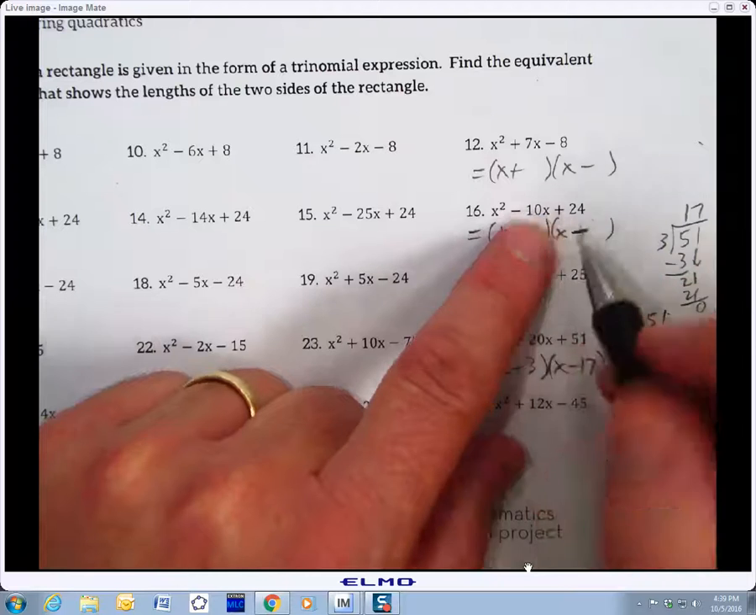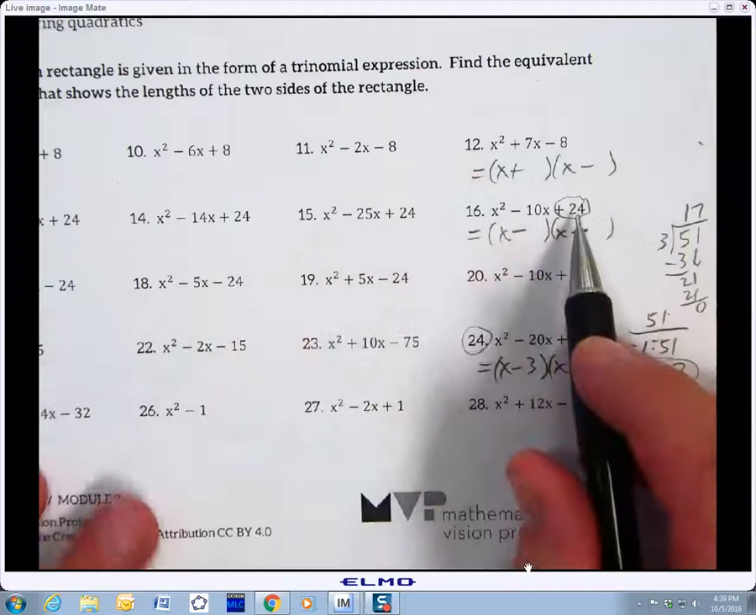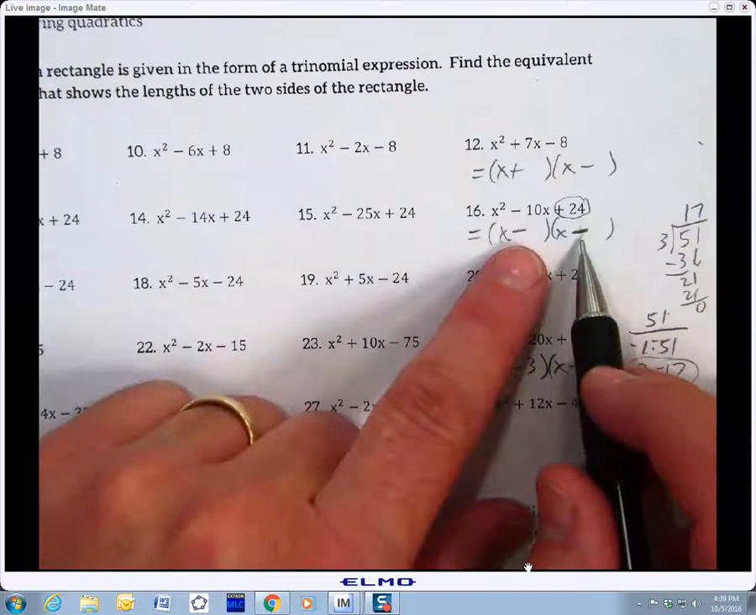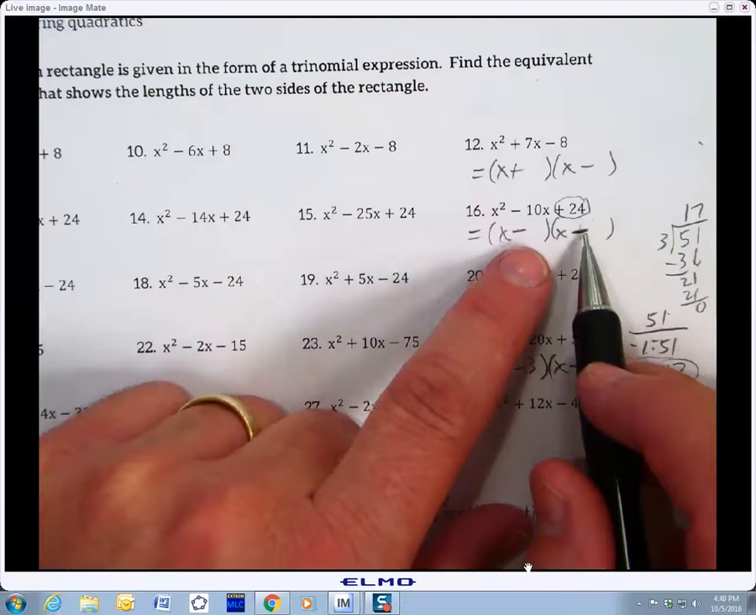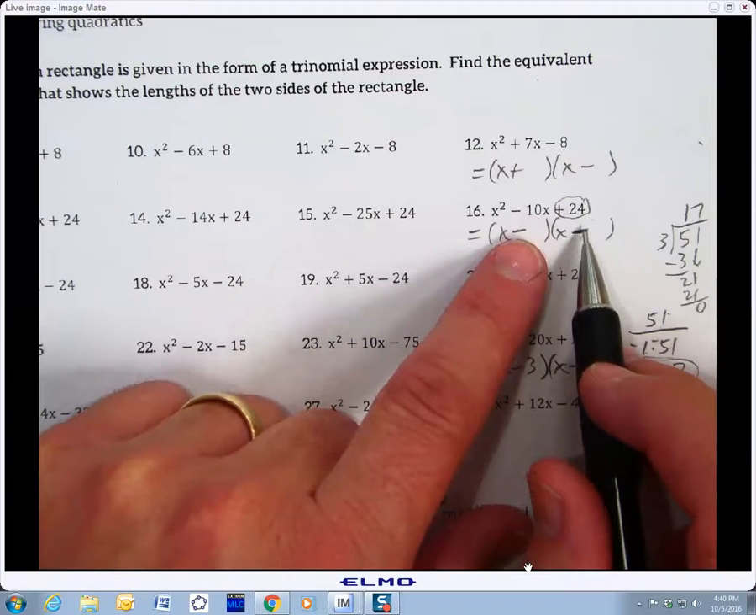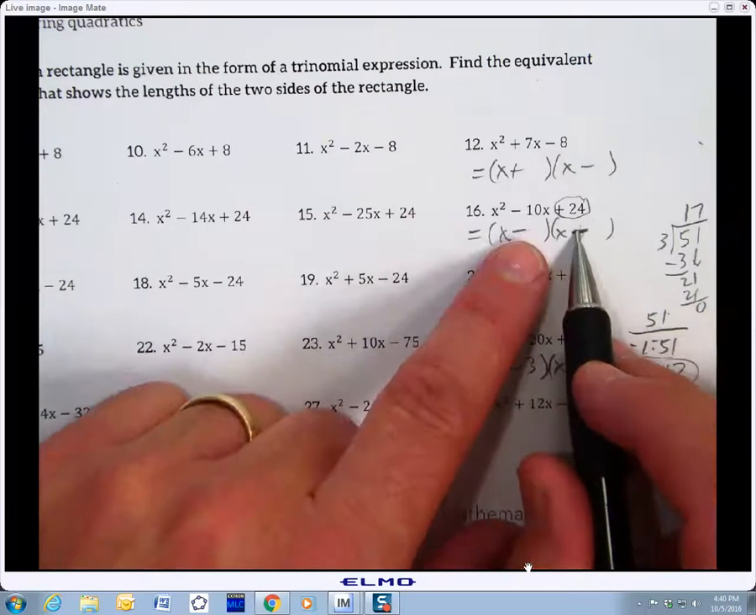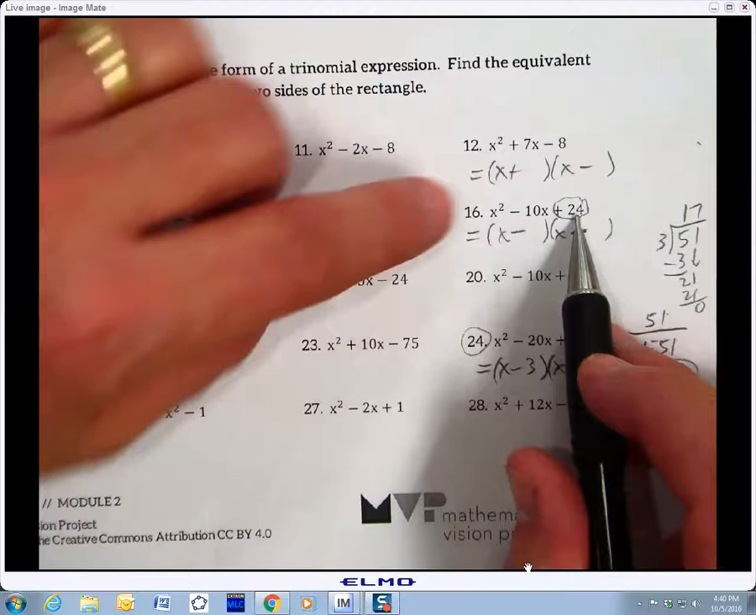A little tip for you, if C is positive, these have to be the same sign. There is no other way to do it. So they have to be the same sign, both positive or both negative. You look over here, that tells you both negative. All right, and if you know the numbers, we can go ahead and do that.